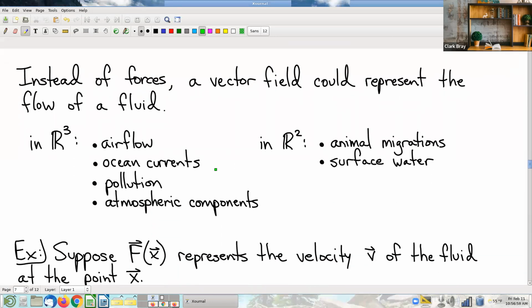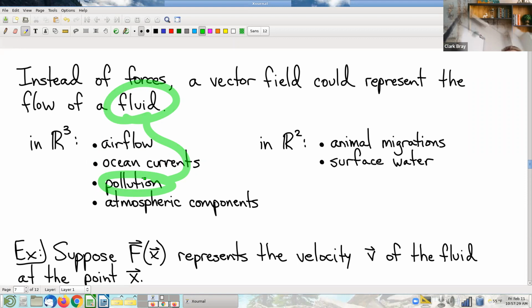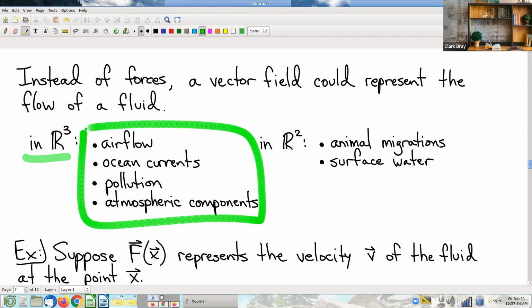Okay, so let's go back to thinking about vector fields as representing fluids, or said differently, to think of fluids as the metaphor for understanding vector fields. Lots of reasons why we might want to. What fluids might we want to understand the flows of? Well, air, ocean currents, pollution in any of a number of different contexts can be thought of as flowing. Ditto atmospheric components. This is all three-dimensional fluids flowing around.